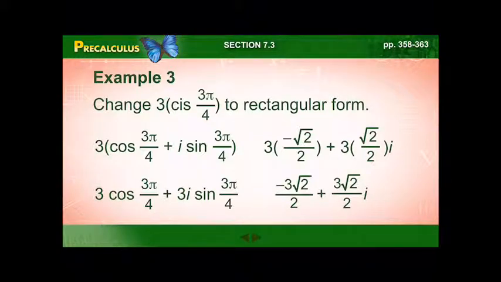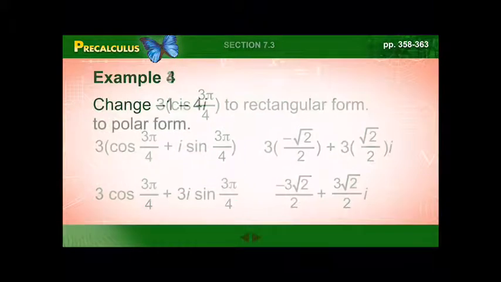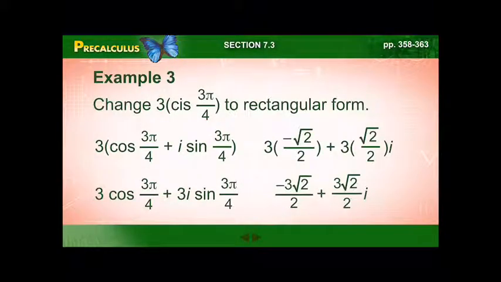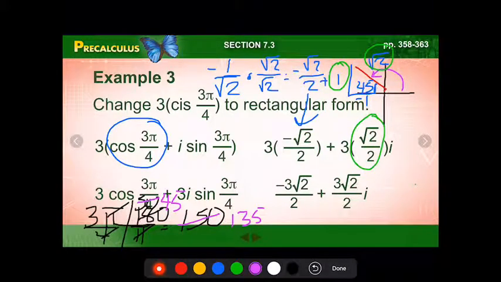So then they simplify that, they distribute out the 3, and they get their answer. And this is the answer. I just had it up here. That was your final answer. This right here will be your final answer. Again, that's rectangular form. CIS is always polar form.